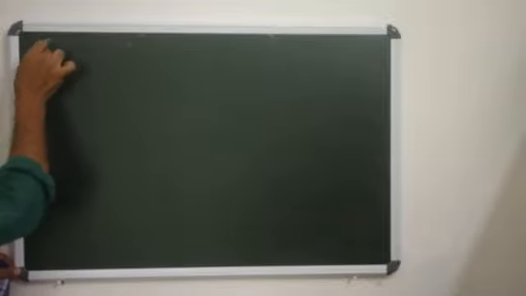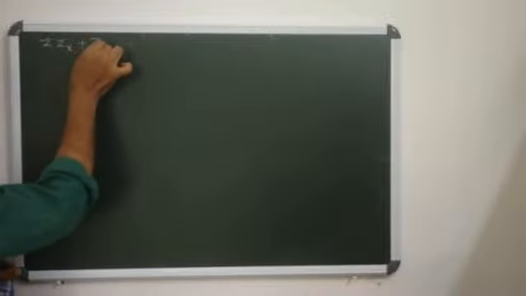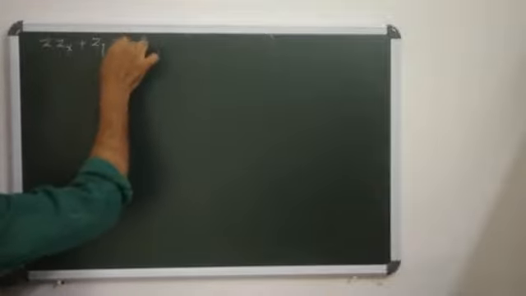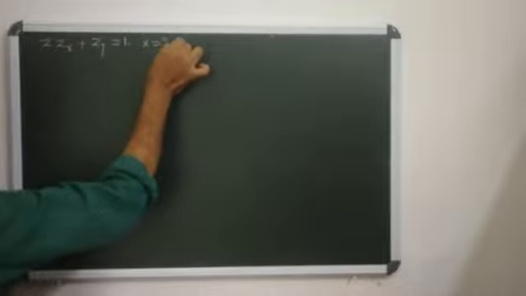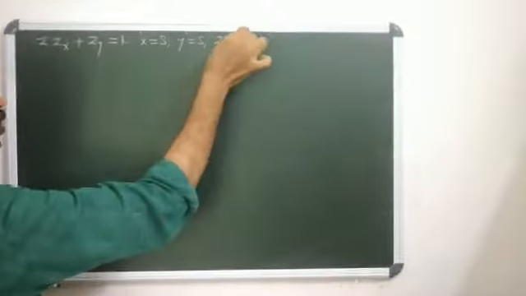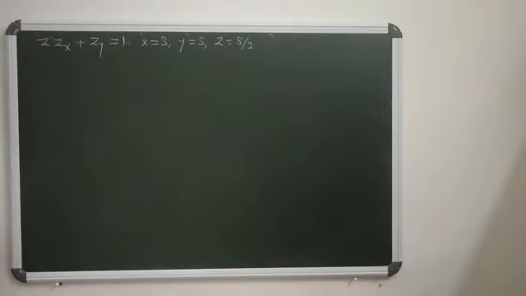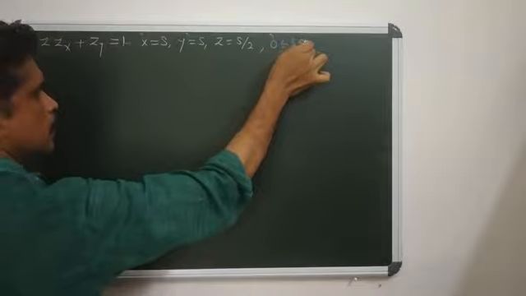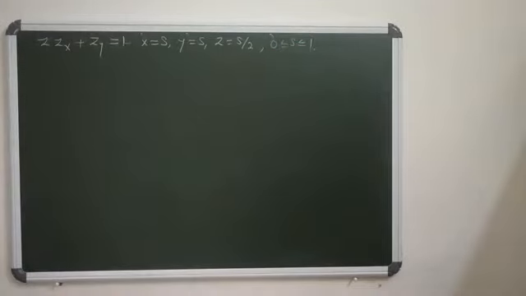Consider the quasi-linear equation z z_x + z_y = 1 with the initial conditions x = s, y = s and z = s/2, where s ranges from 0 to 1. How to solve this one?